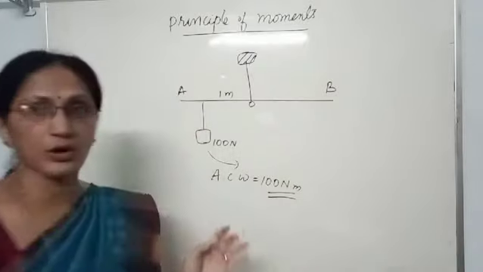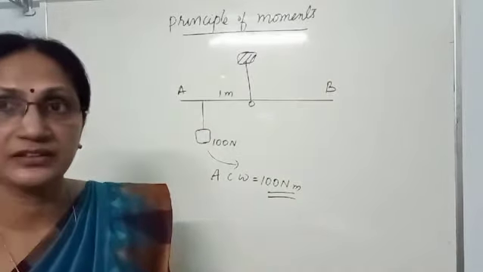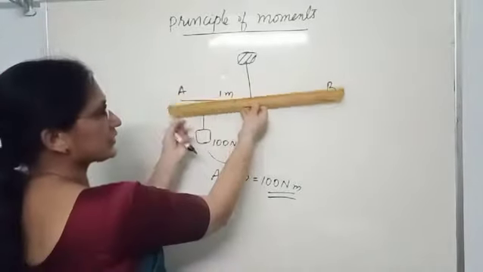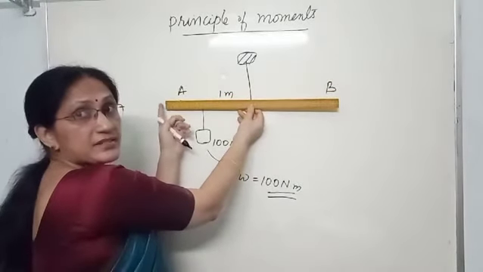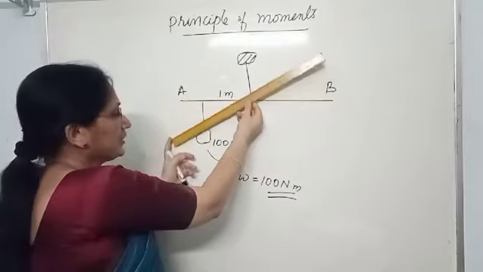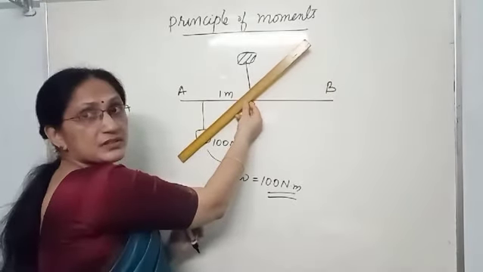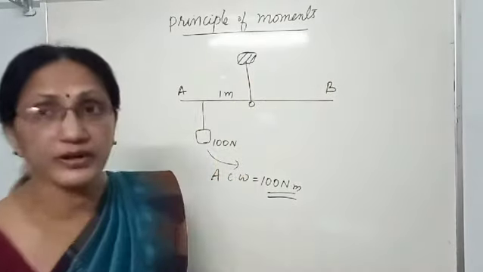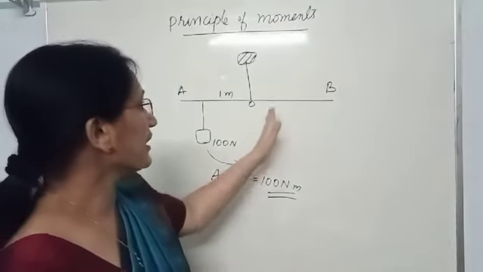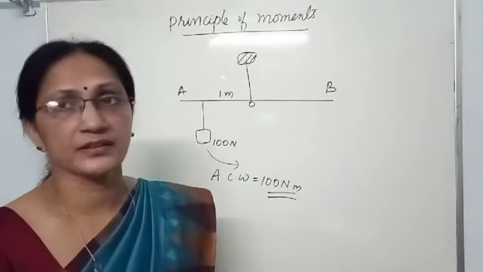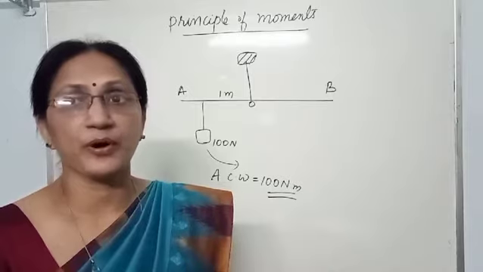That is the anti-clockwise moment. If this was the rod which was remaining straight earlier, now it will turn anti-clockwise. It will not balance. Now what I am going to do is, another weight I am suspending on this side at a distance of 0.5 meter.